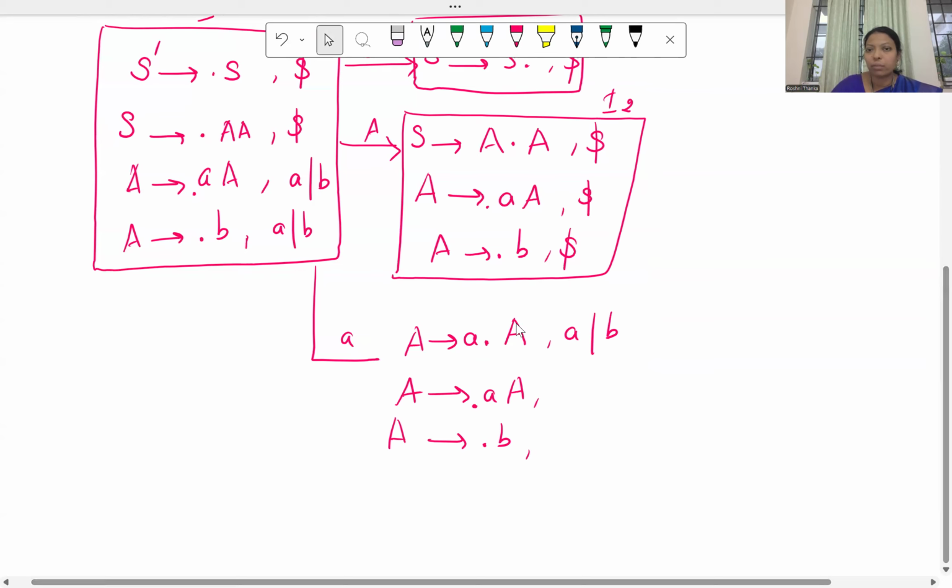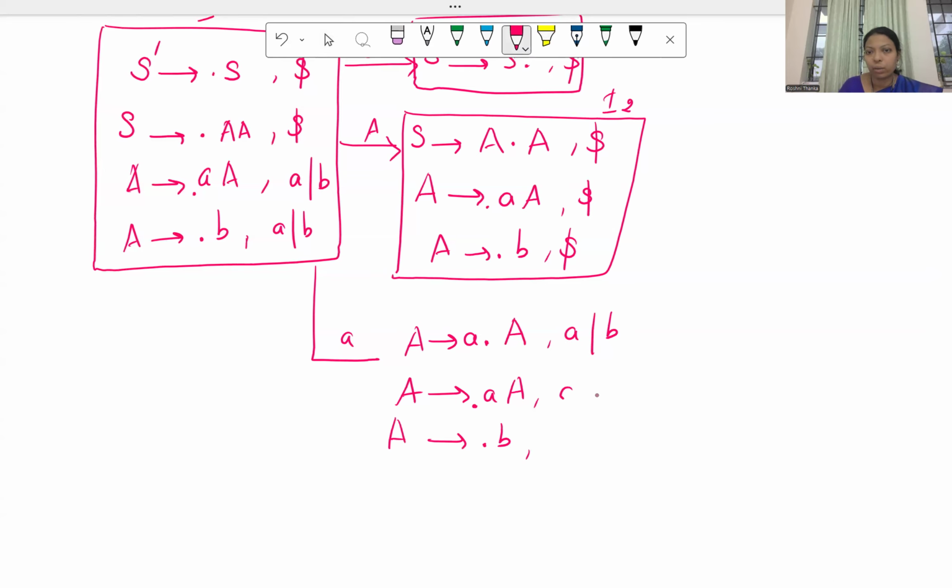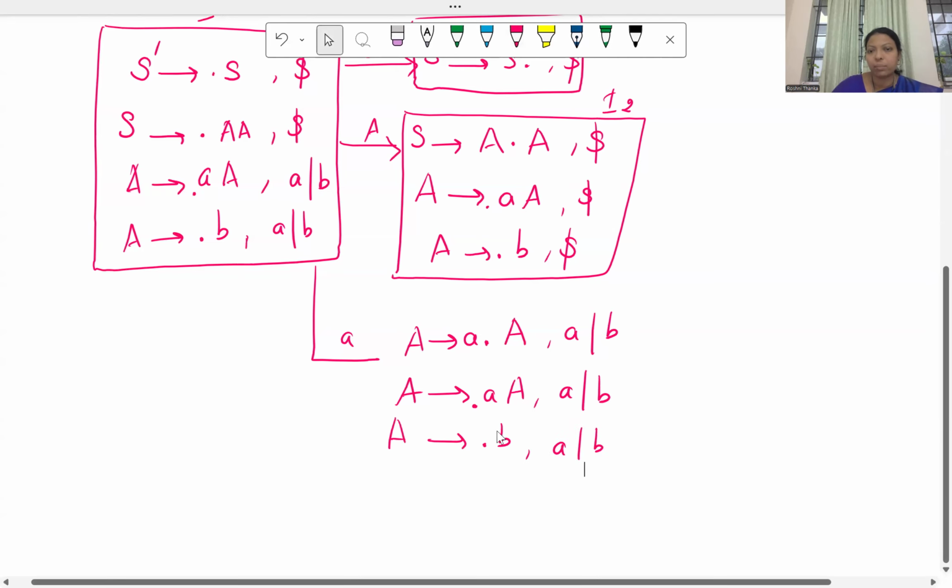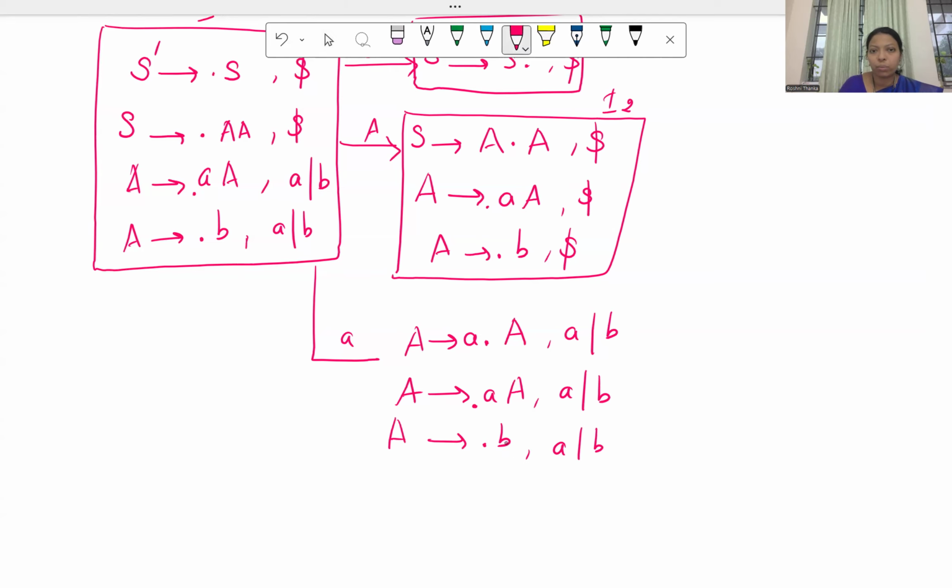So how will you find it? For this A only you are finding, so for the rest, we have to find the first of. So what is first of A or B? A or B only. So we are going to write the same thing here. So the same thing. Now after the dot, there is a terminal. Here is also a terminal. So no more further items. So that's it. This is item I3, canonical item set.